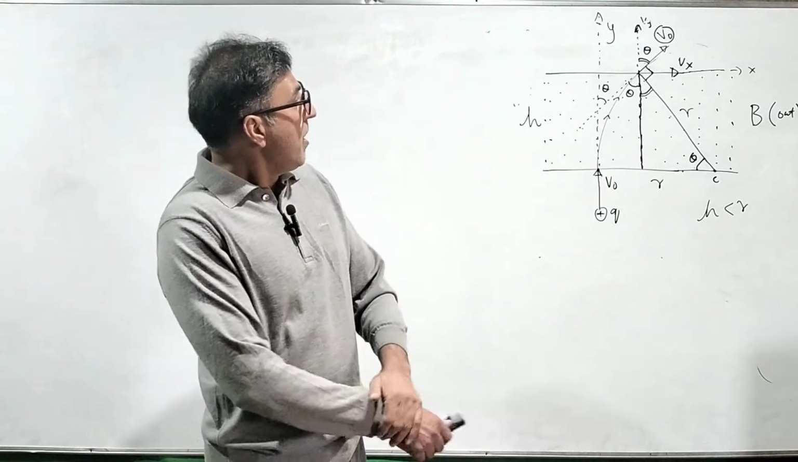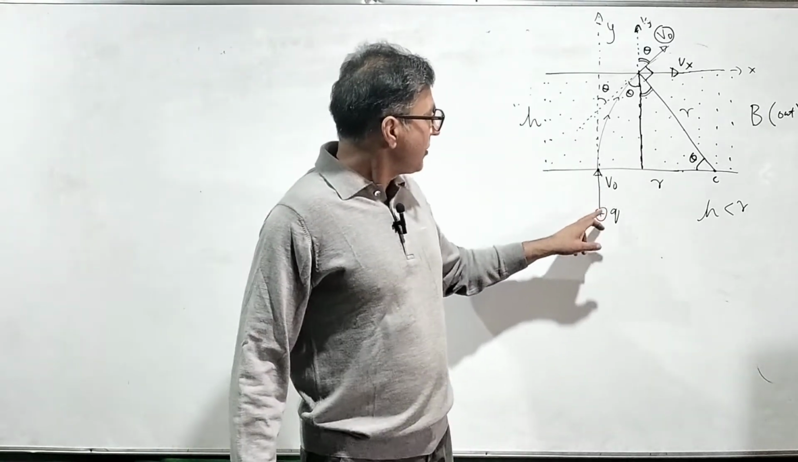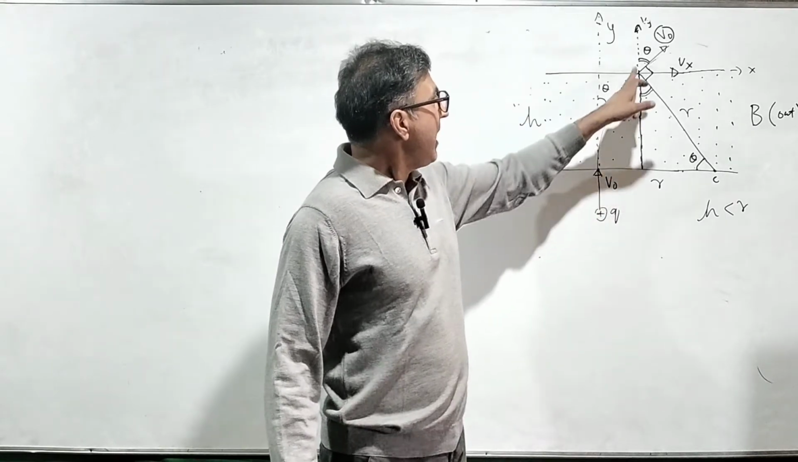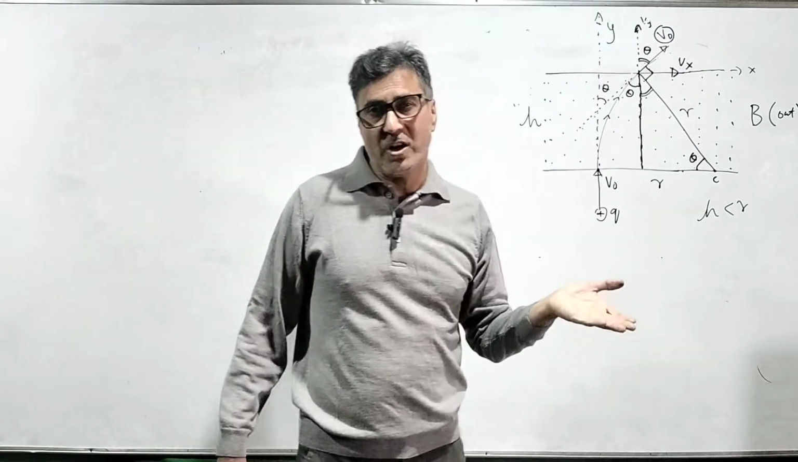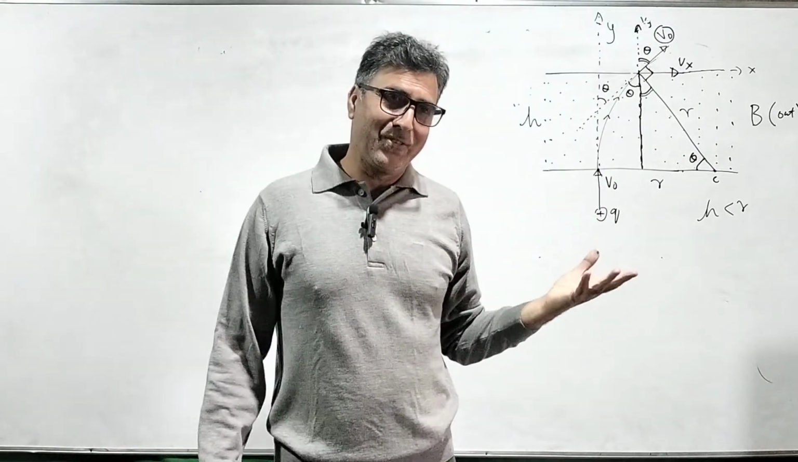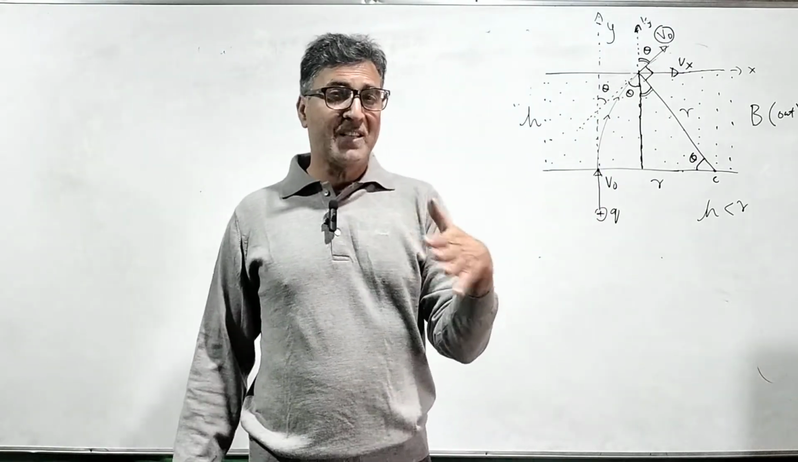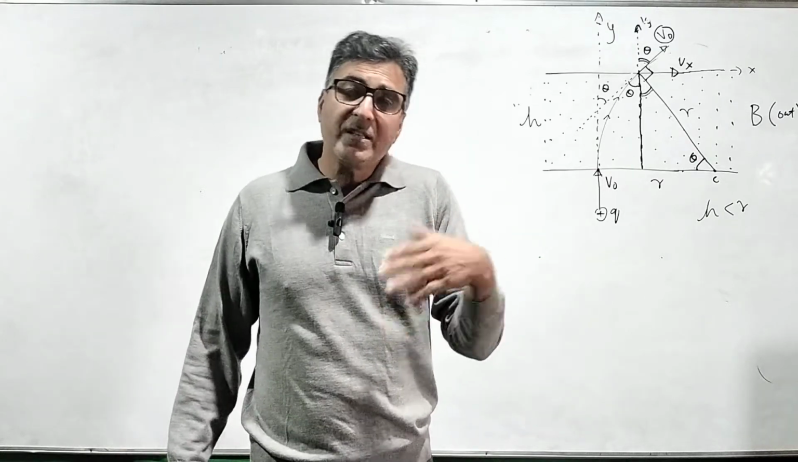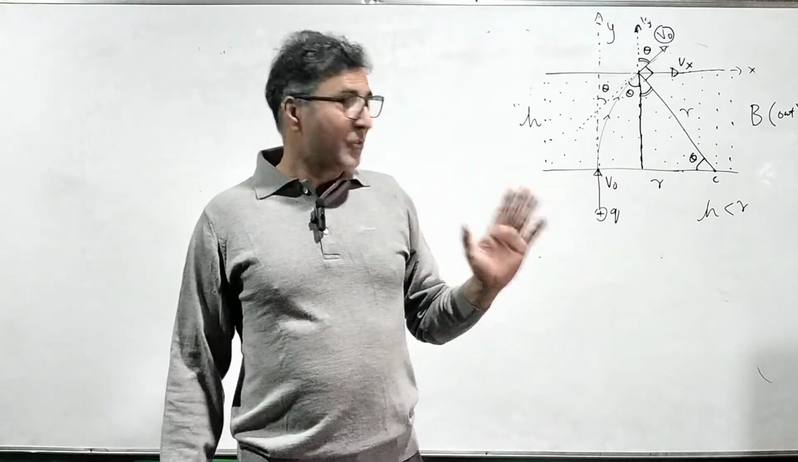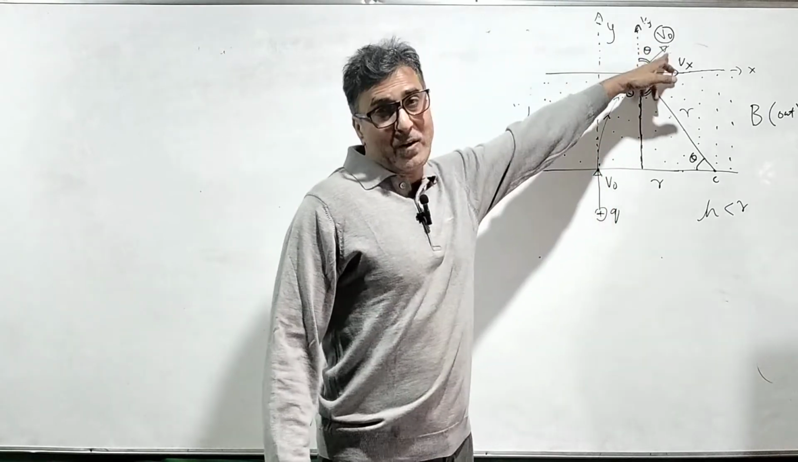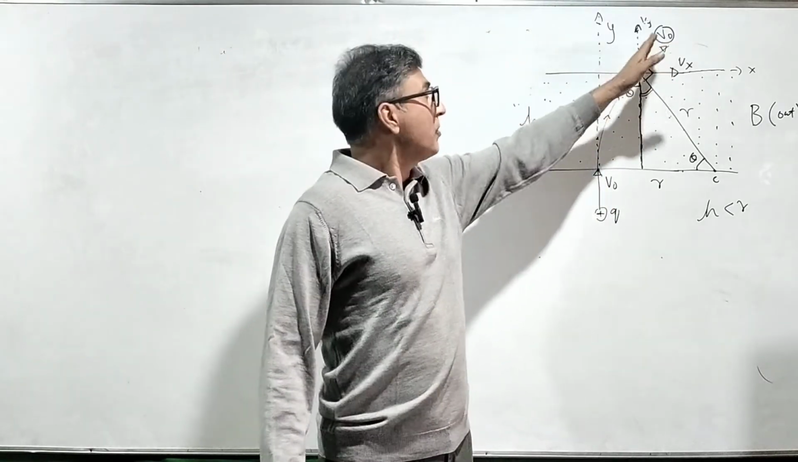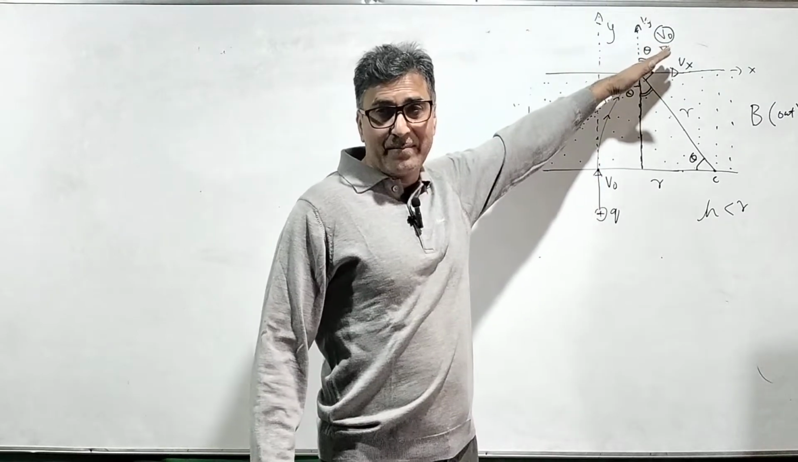Now, that's why I have shown the charge enters with the speed v0 and also leaves with the speed v0, because the magnetic field has not worked on the charge. The kinetic energy of the charge remains constant. If the kinetic energy remains constant in the magnetic field, therefore its speed will also remain constant. So it enters with the speed v0, it leaves with the speed v0. Of course, velocity changes because there is a deviation.